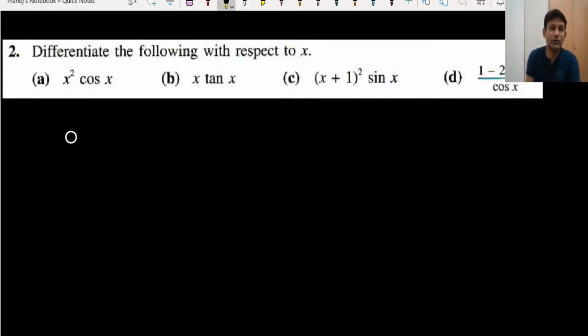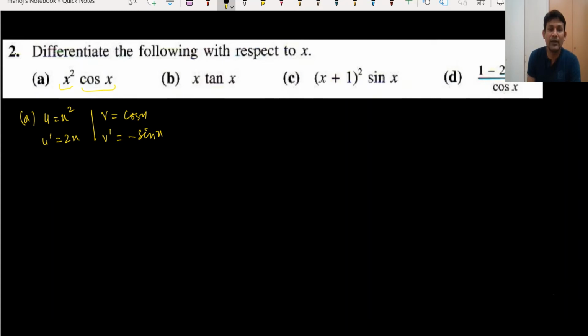In question number 2, we have to use the product rule, the formula, when we have two things. So in part A, suppose u is x squared, so u prime will be 2x. v is cos x, so v prime will be minus sin x. v prime means differentiation of cos, dv upon dx. So now, this is u and this is v.